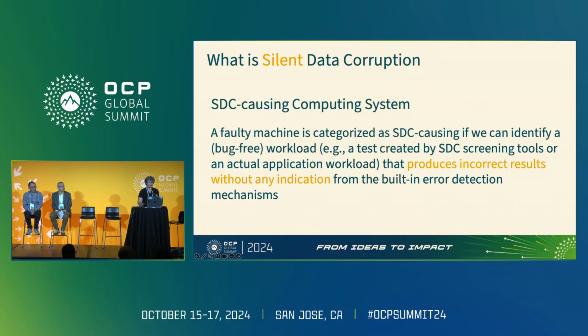First, our SDC definition. We're considering that a silent data corruption causing computing system is a faulty machine that is characterized as SDC causing if we identify a bug-free workload, any kind of test or workload or screening tool, that produces incorrect results without any indication from the hardware that an error was detected.